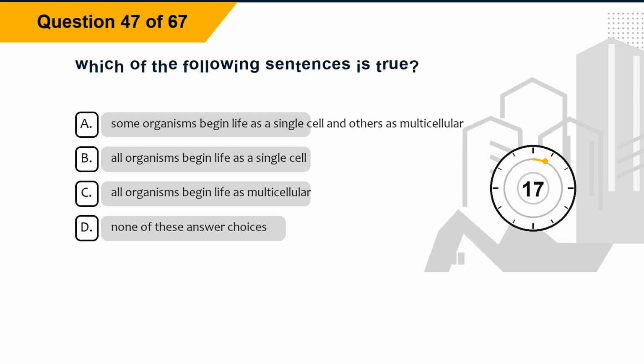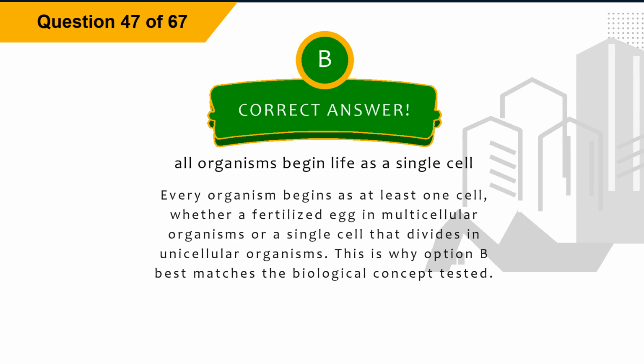Question 47. Which of the following sentences is true? Option A. Some organisms begin life as a single cell and others as multicellular. Option B. All organisms begin life as a single cell. Option C. All organisms begin life as multicellular. Option D. None of these answer choices. The correct answer is option B. All organisms begin life as a single cell.